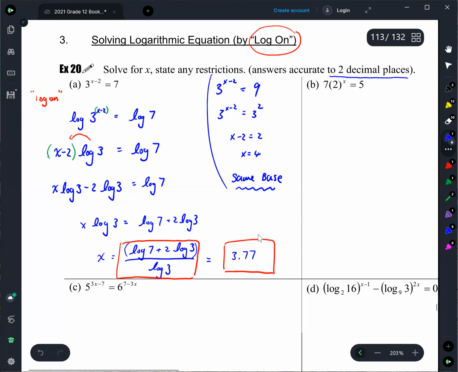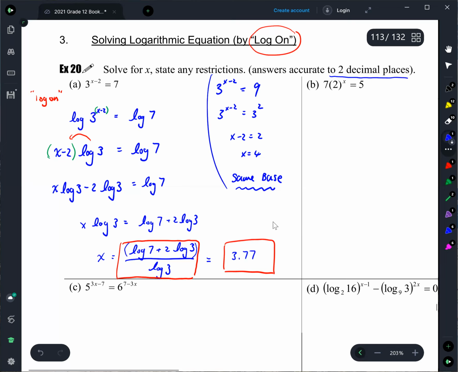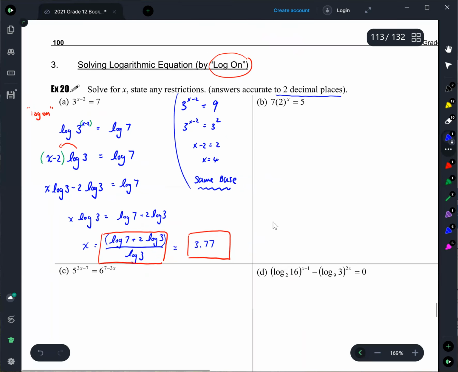Okay, so for this one, because the x is in the exponent, there are no restrictions. So you don't need to check the answer. What you get will always work. You only need to worry about the checking if the x is inside the log, the x you're looking for. So this one, you can just box it. Okay, next question, let's take a look.